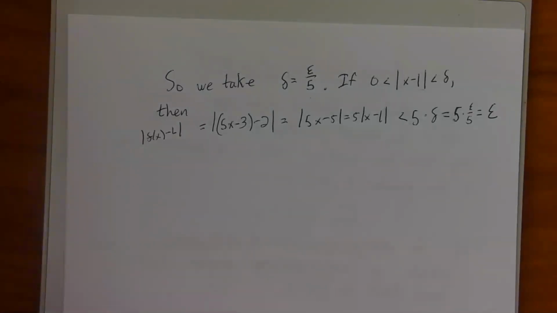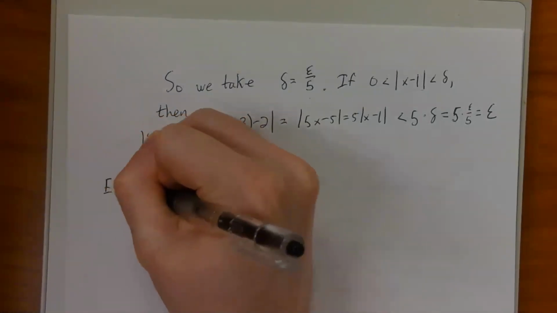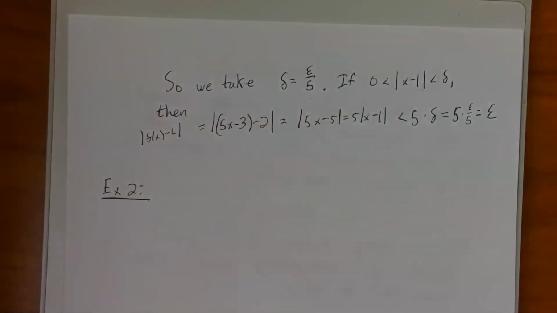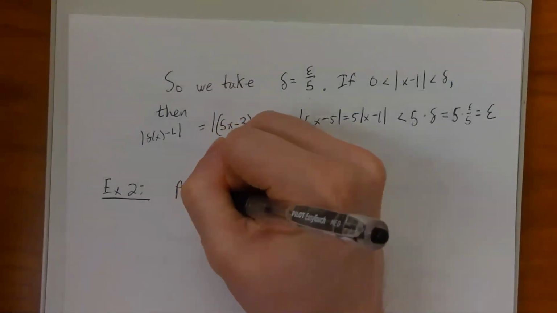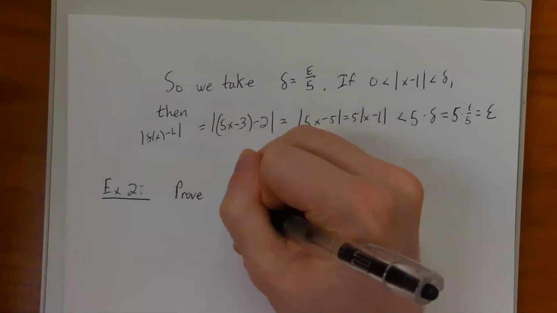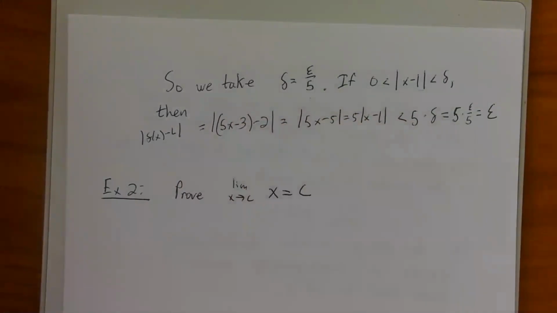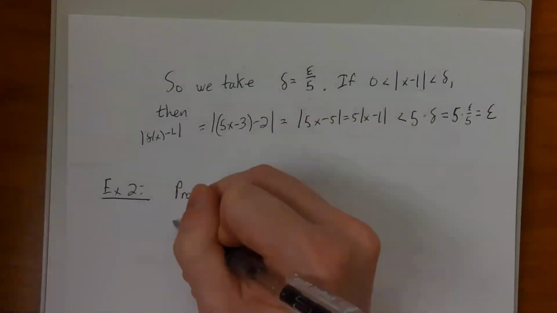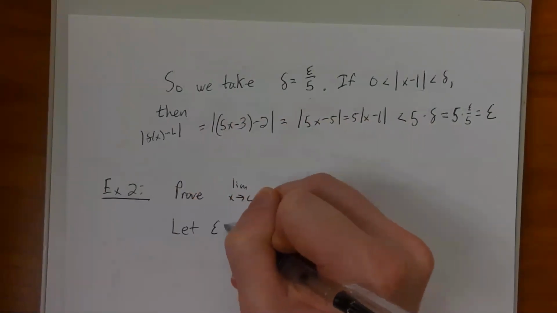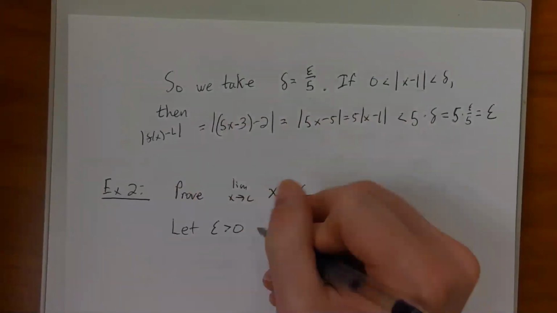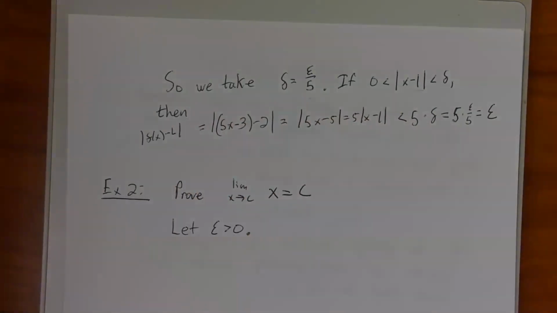Now we're going to do another example in this video, and that is to complete 2 very simple proofs. We want to prove the limit as x approaches c of x is equal to c. So what happens is we let epsilon be greater than 0 is given. We just pick some epsilon greater than 0. We don't pick a specific one. We want this to be arbitrary, so we're just defining epsilon to be some small positive value.